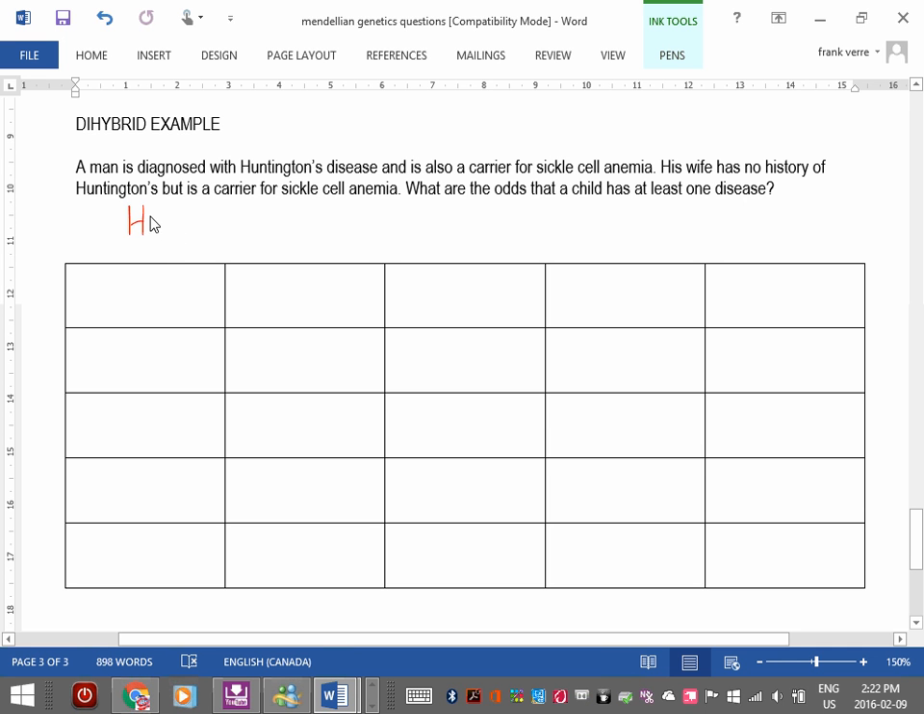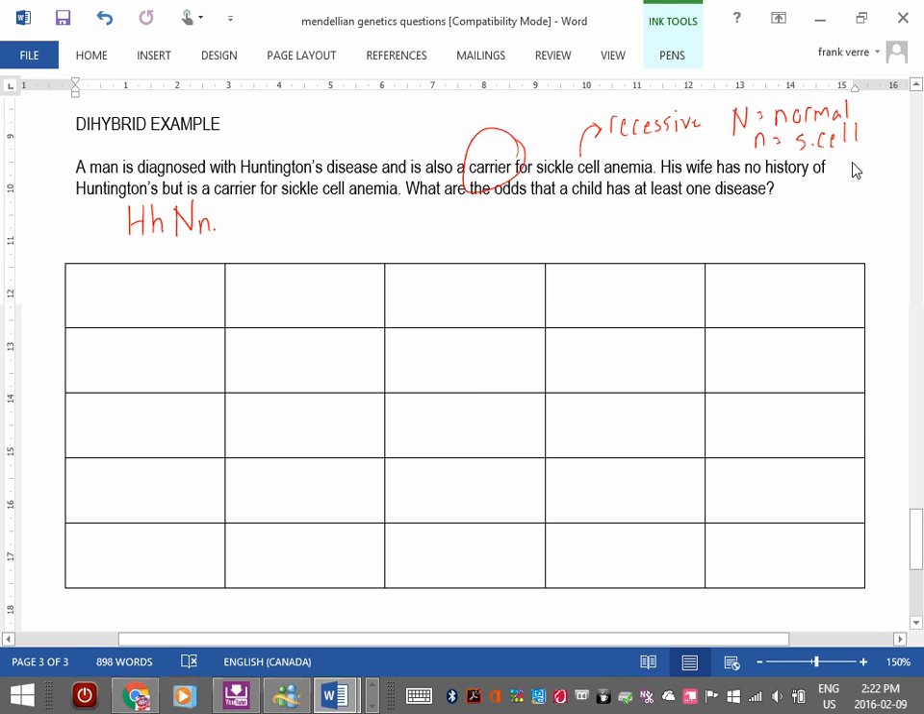Now, he's going to be heterozygous. And a carrier, remember, sickle cell is what? It's recessive. Sickle cell is recessive. We talked about this yesterday. So in sickle cell anemia, if you're a carrier, that means you have the recessive allele. So the big N is going to stand for normal hemoglobin, and the little n is going to stand for sickle cell, which is the disease version.